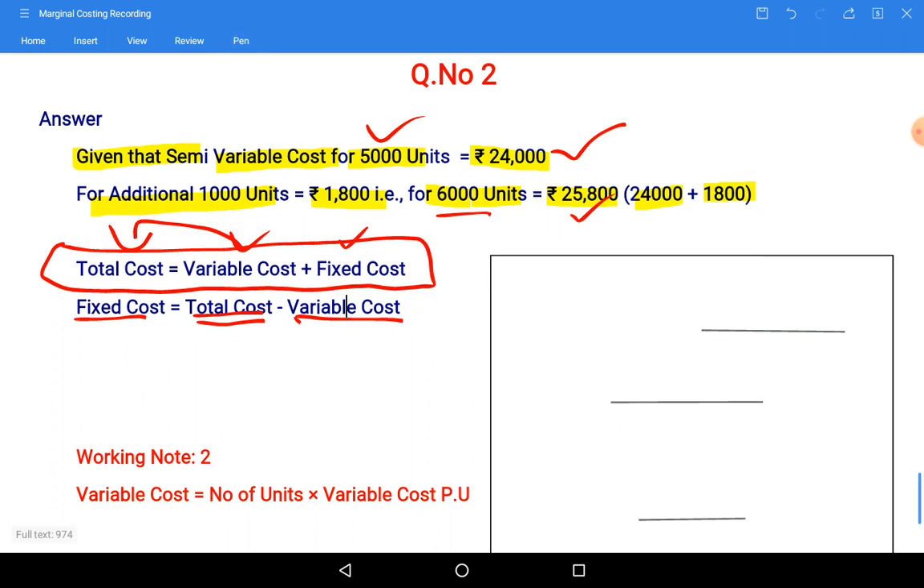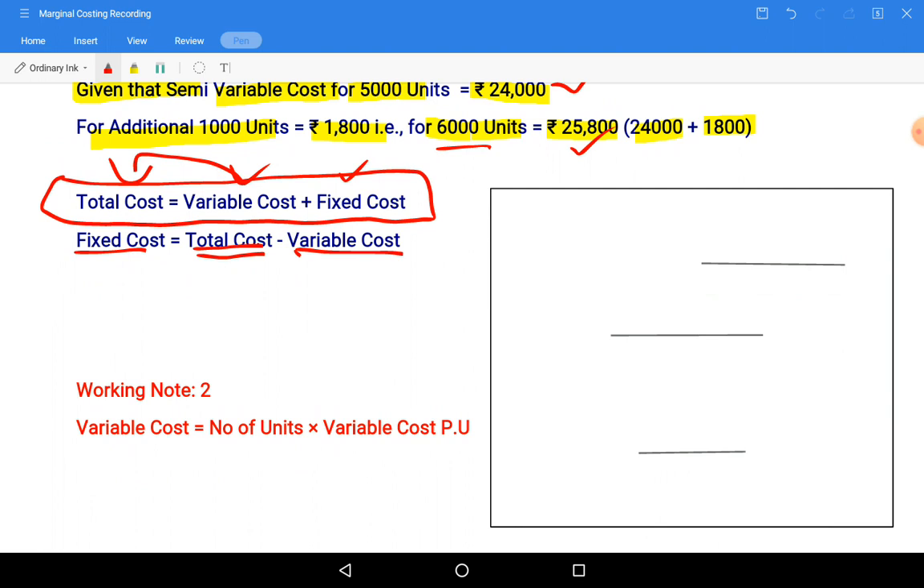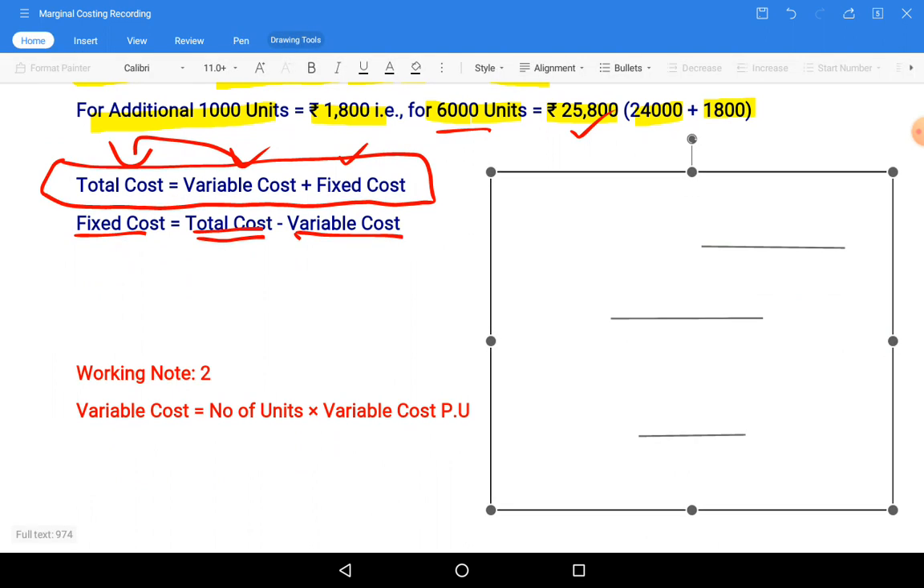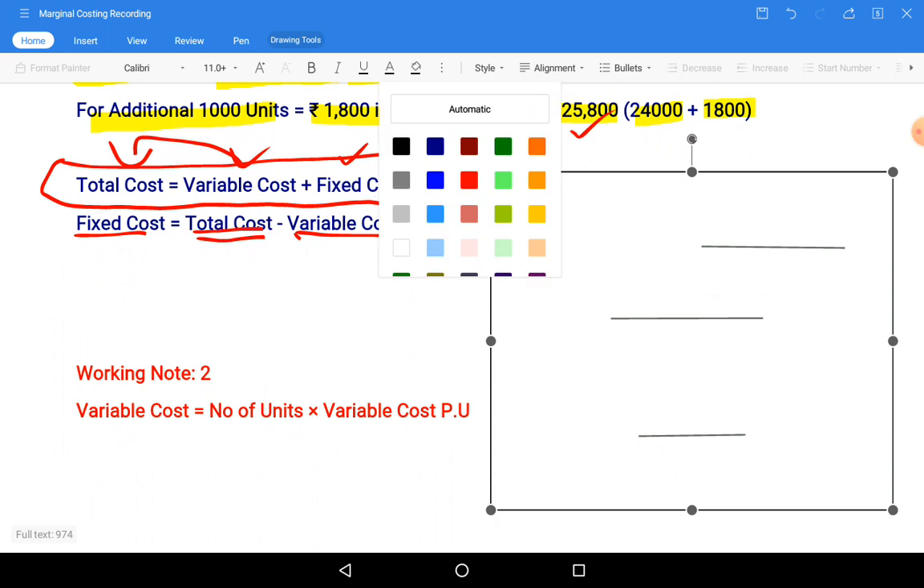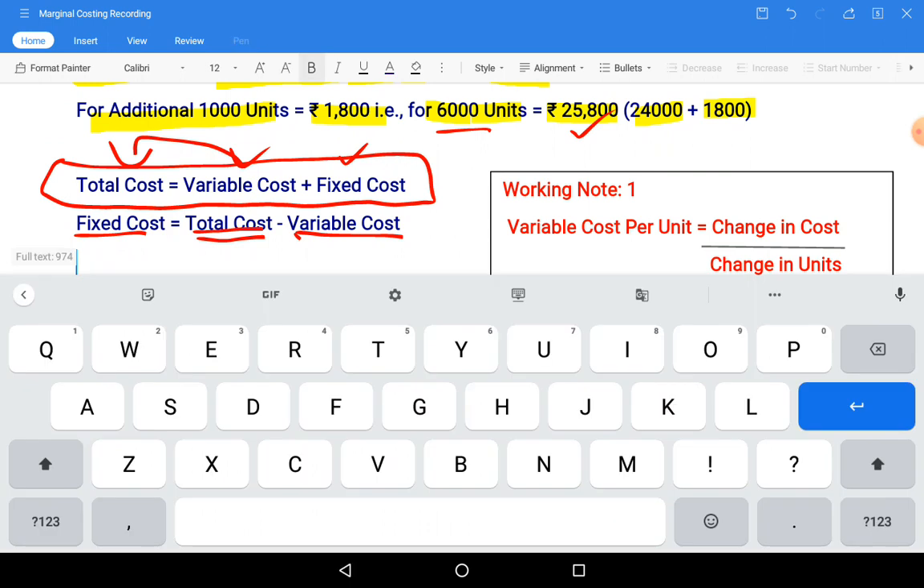That I have made as a working note. Let us see the working note now. I'll reveal the working note. Have a bit of patience. Okay, the working note has come in front of you. So let us see the working note one by one.